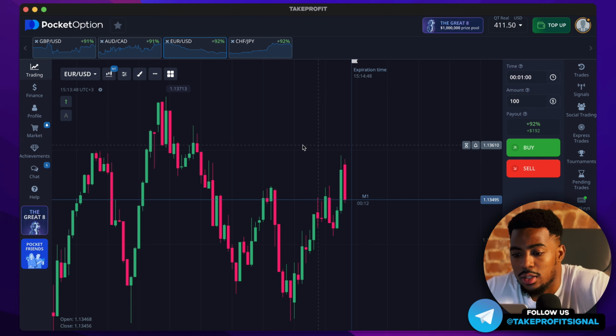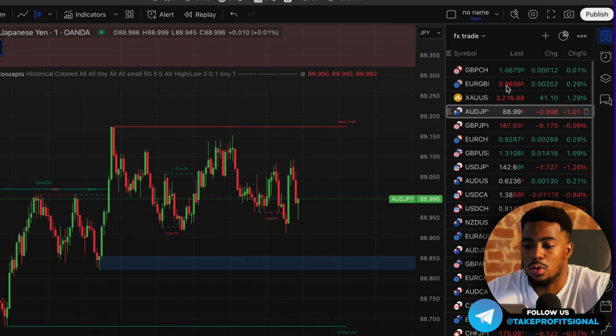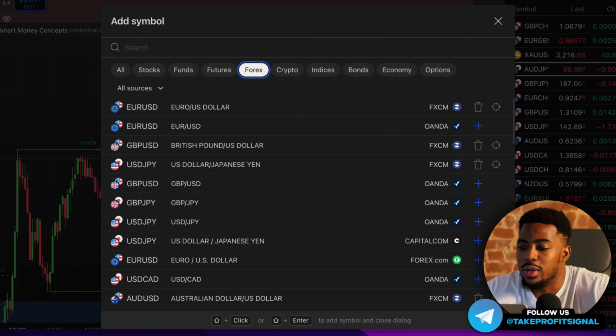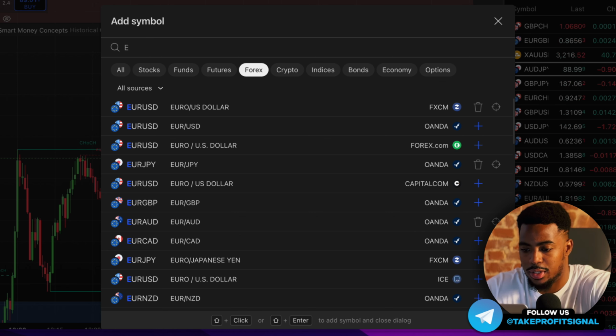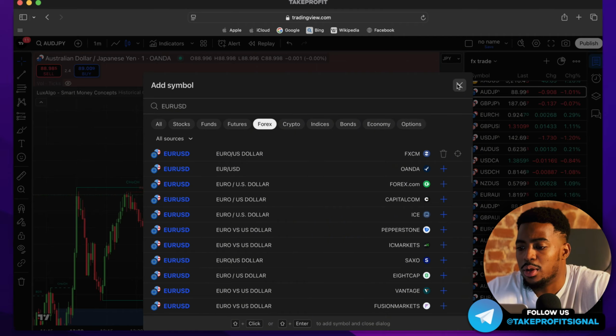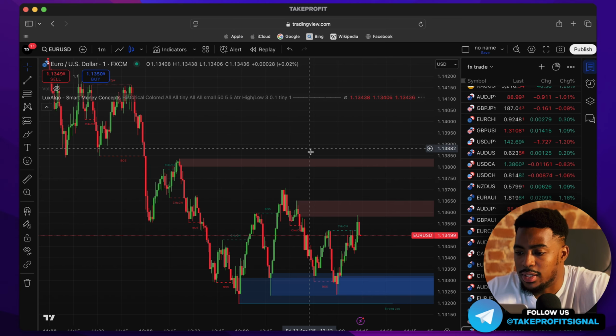Then we open the chart for Euro Dollar, go to TradingView, click on the plus sign, and in the forex section we type the name of our currency pair. After typing in the currency pair's name, we add it by clicking the plus sign.